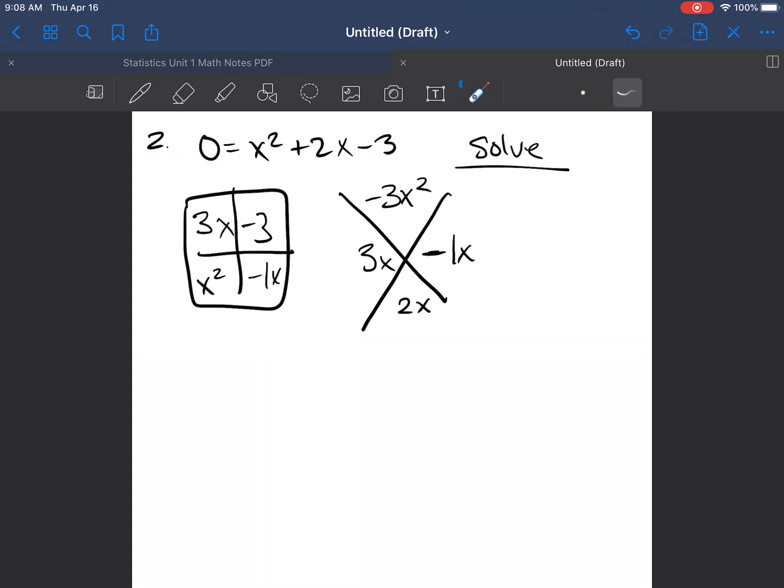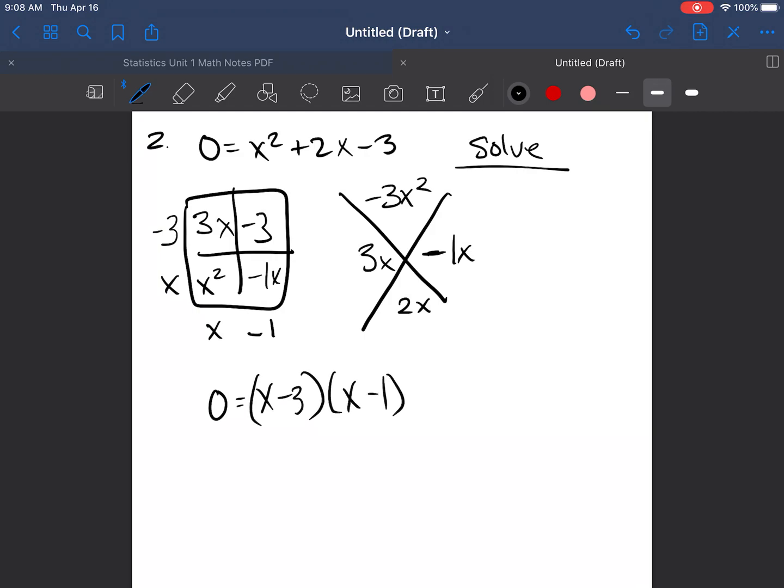And then I am going to go ahead and factor here. So I get x, negative 1, x, negative 3. Now, my original equation is a little bit different because it has the 0 in front. So I'm going to include that 0 here.